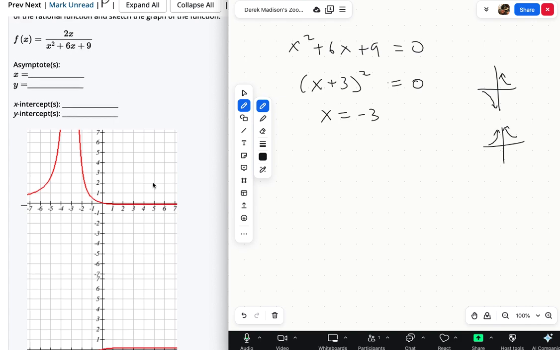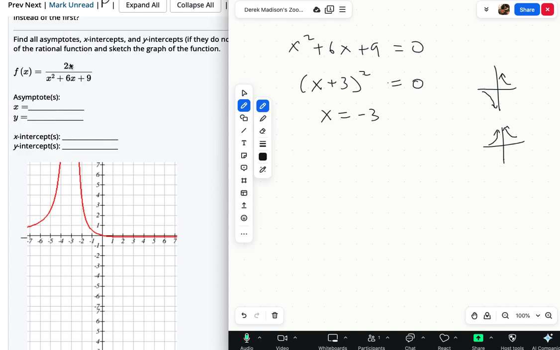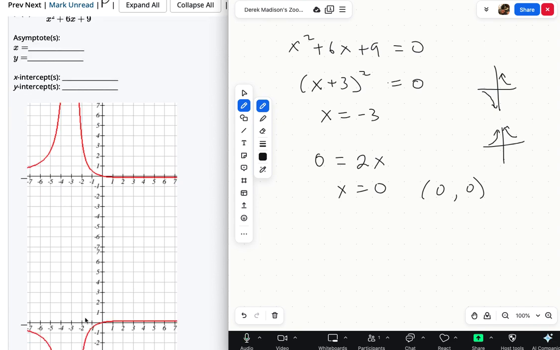If I find the y-intercept, I would just let x equal 0, so I'd have 2 times 0 over 9, so 0 over 9, and I get when x is 0, y is 0. Likewise, if I set the numerator to 0, 0 equals 2x, solving that, x equals 0. So the x and y intercept are both the origin, which makes sense because it's the only point they can both be. So that didn't really get me anywhere because it crosses at 0, 0 on both those graphs.